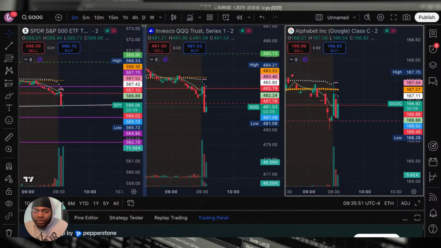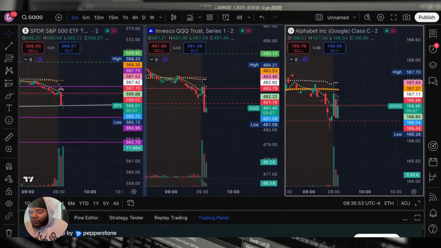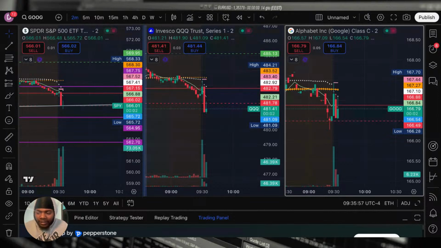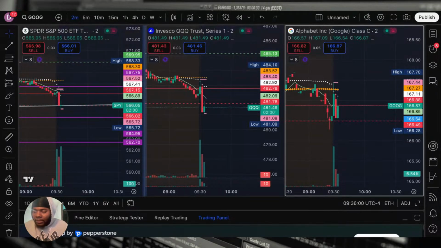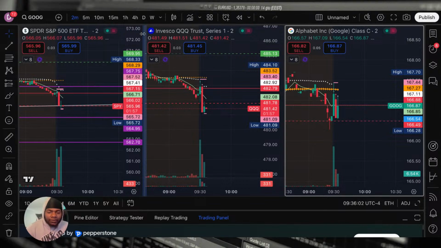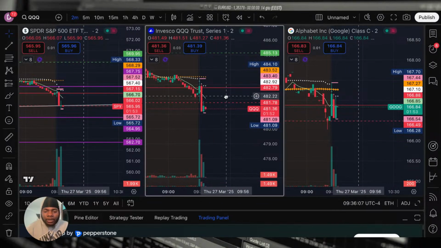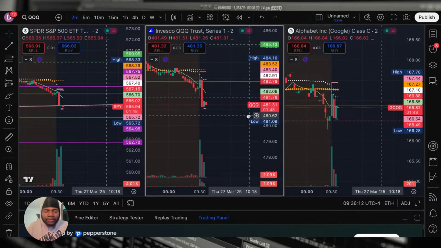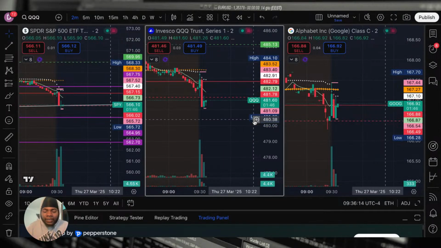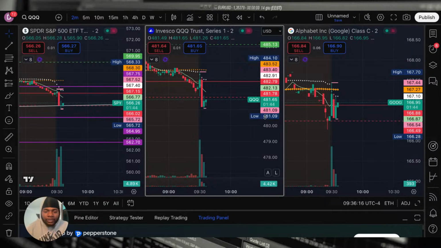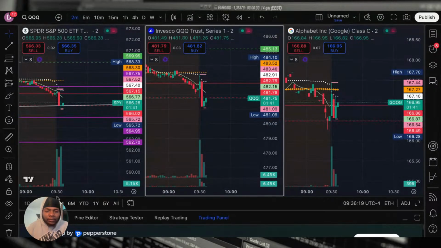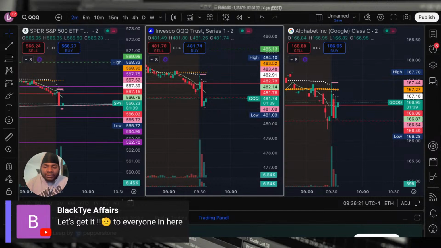I'm gonna load up QQQ puts. QQQ 480 puts. If we pass this candle right here, I'll take this entry just because we passed the pre-market low. I'm gonna go light just because it's the first trade. Only using one contract, to be honest. We're gonna see how this goes. Black tie. Let's get it. Hell yeah.